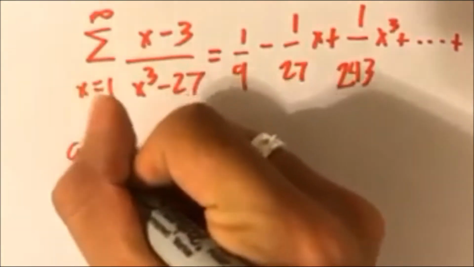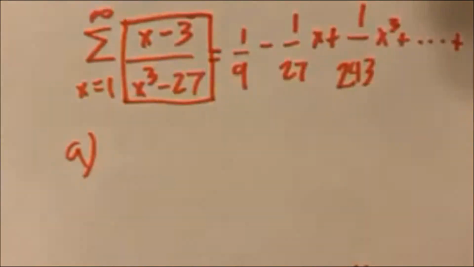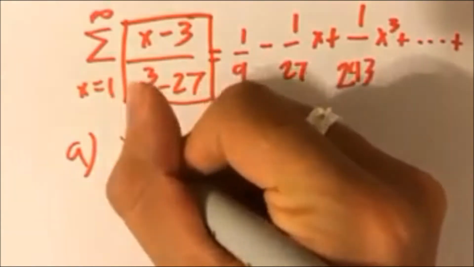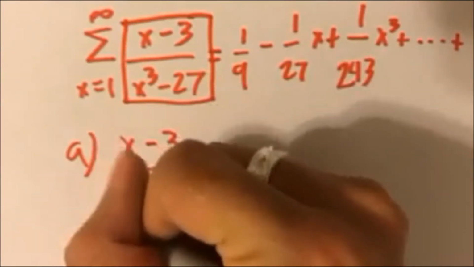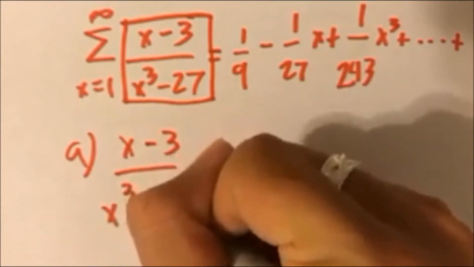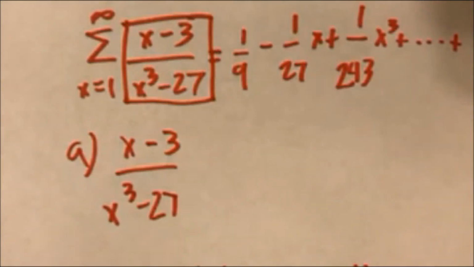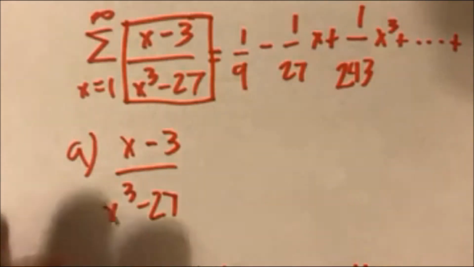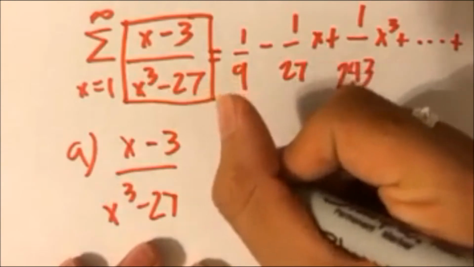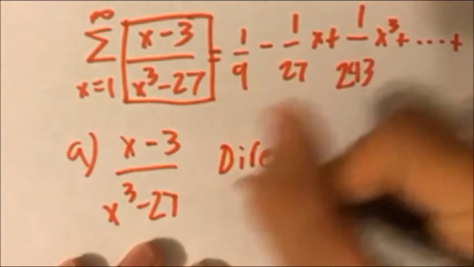So for part A, we're going to focus namely on this part of the equation. So let's rewrite that right over here. x minus 3 over x cubed minus 27. Now, this actually looks like another equation. So we must use direct comparison.